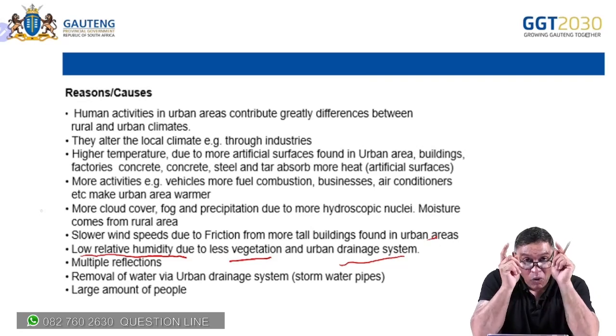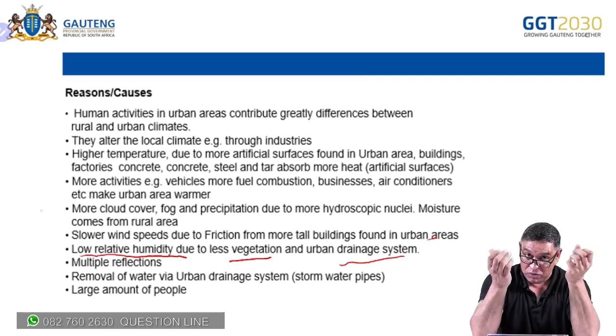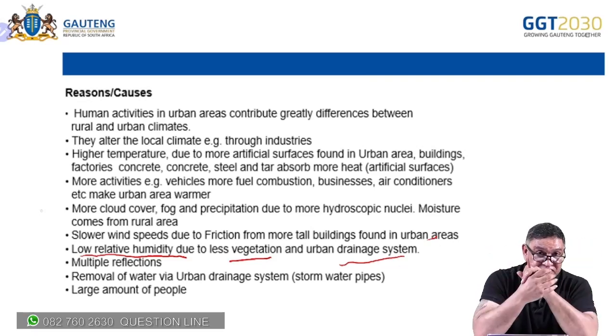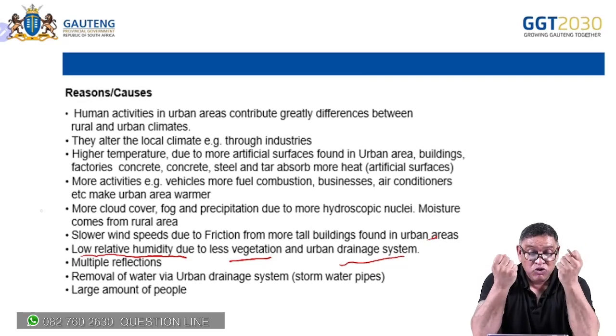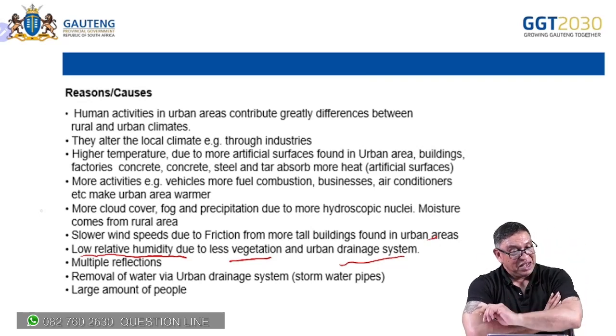Okay, and that also results in your urban area being warmer. Remember, vegetation absorbs heat for photosynthesis, etc. All right, and if there's more humidity, it absorbs heat. Okay, so it makes the urban area warmer.